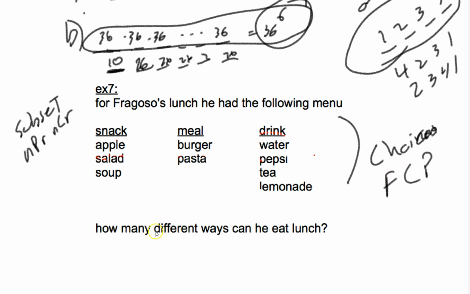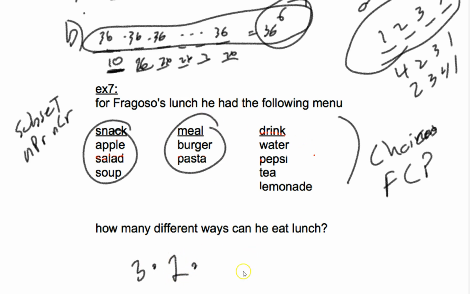I'm just going to multiply my choices, right? For a snack, I have 3 options. For my meal, I have 2 main options. And for my drink, I have 4 options. I get 2 times 3 is 6. 6 times 4 is 24 different ways I can choose my meal. By the way, if I was choosing my meal, I'd probably want a salad, then a burger, and let's go some lemonade.